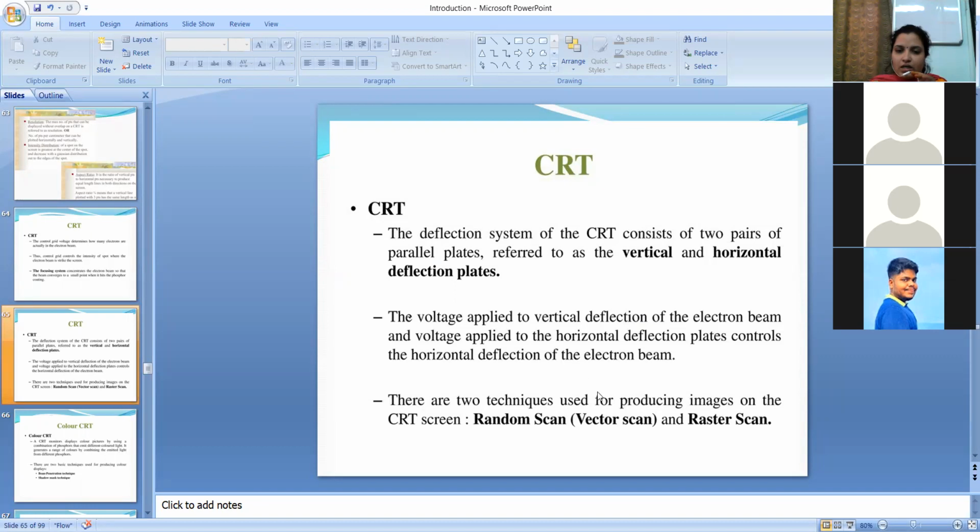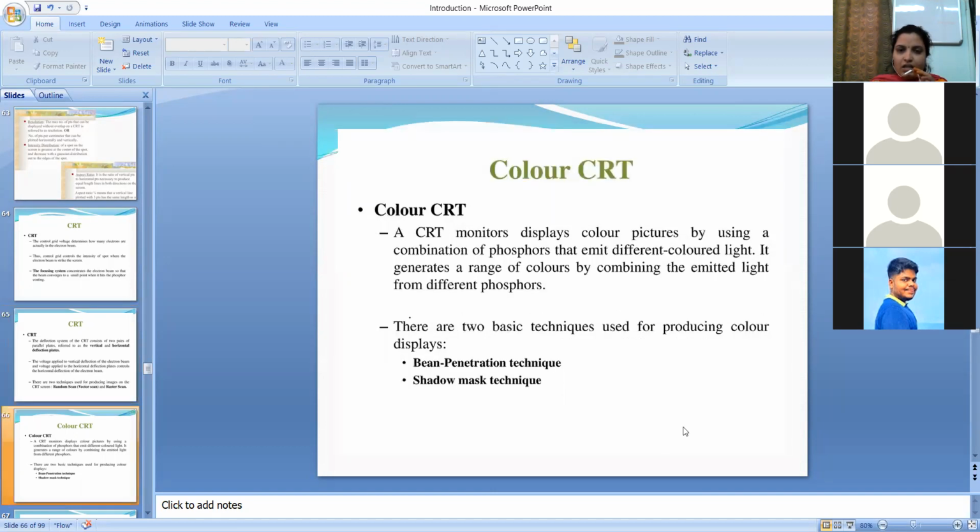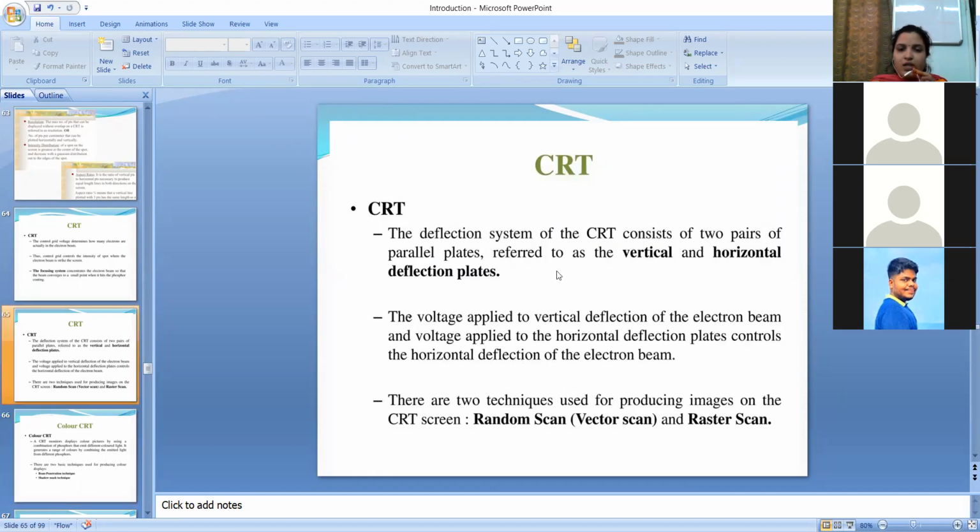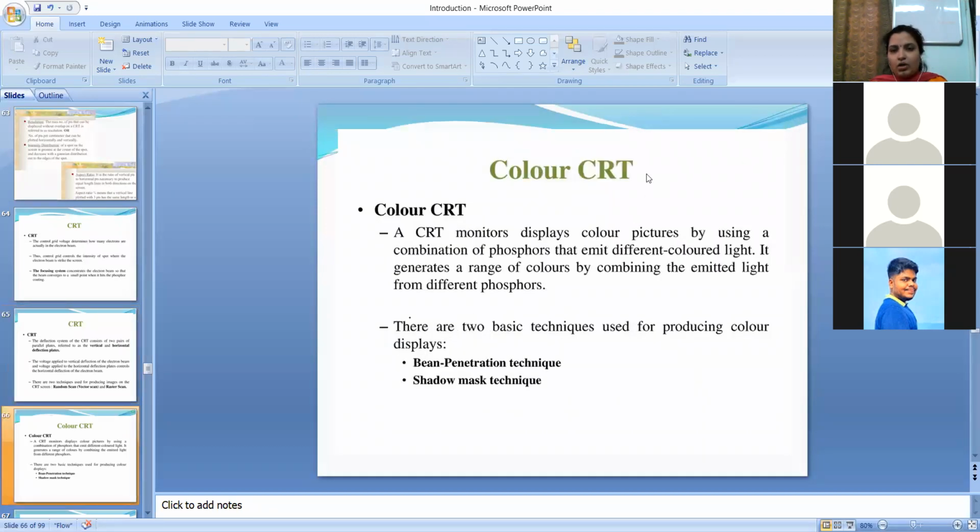And this CRT works using two methods. One is called a random scan and the other is called a raster scan. In detail, we are going to study what is random scan and raster scan in the coming lecture. Okay, so we will stop here with CRT as the last point of today's lecture, and the color CRT and all further types of display devices we will see in the next lecture.